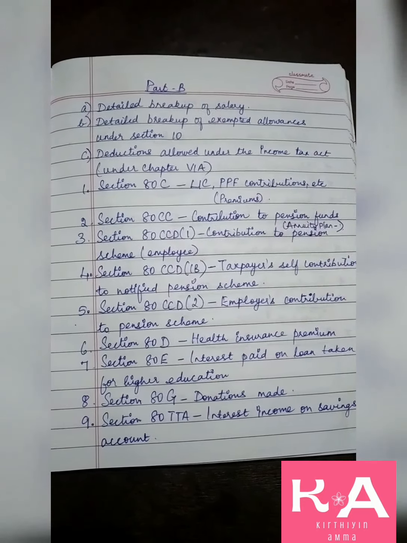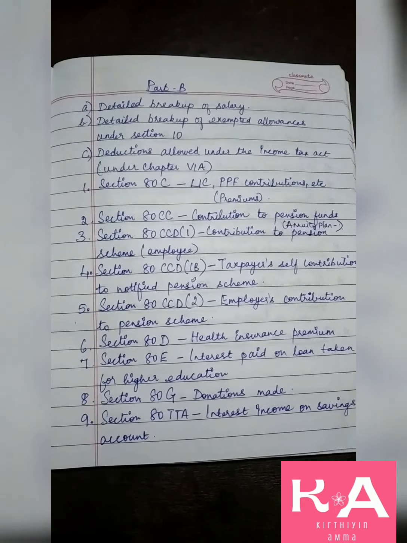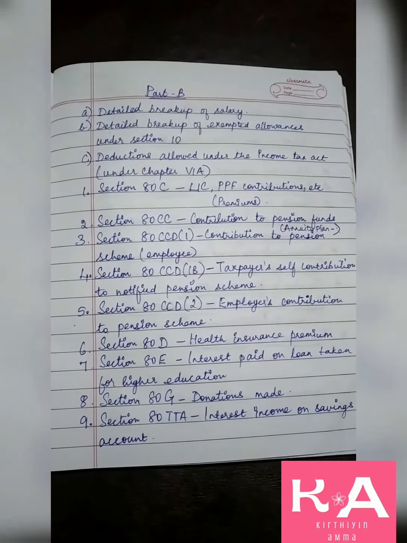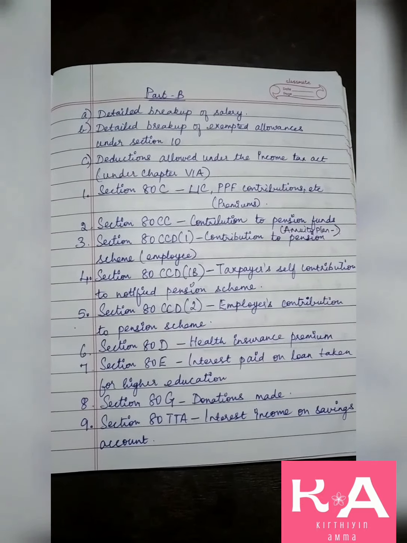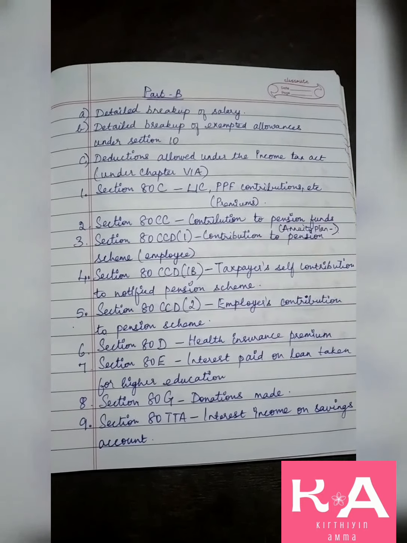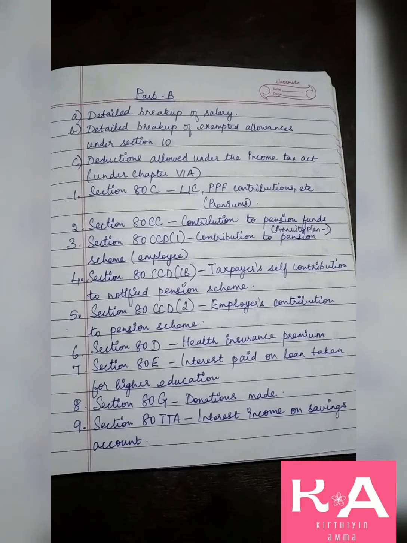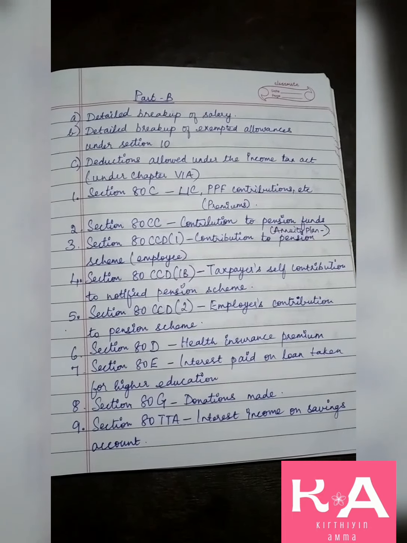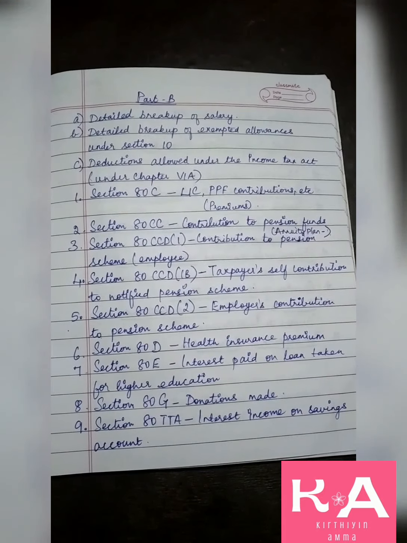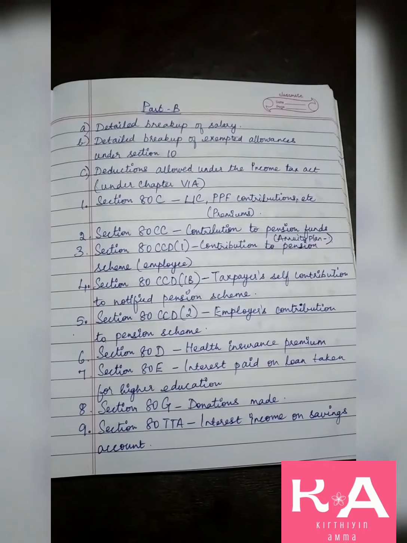Number 4, section 80 CCD. This is taxpayer self-contribution to notified pension scheme. This is a separate scheme. In a regular pension scheme you will have 10% of the basic salary being deducted. Whereas in this NPS scheme, you can avail additional 50,000 as deduction. So that is the difference between the normal pension scheme and the notified pension scheme. So if there is any contribution under this scheme, that will be shown in this section.